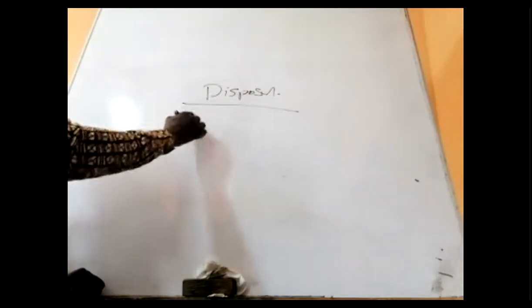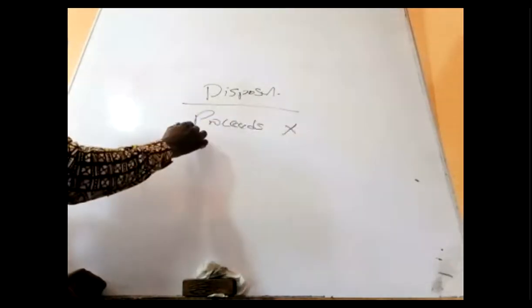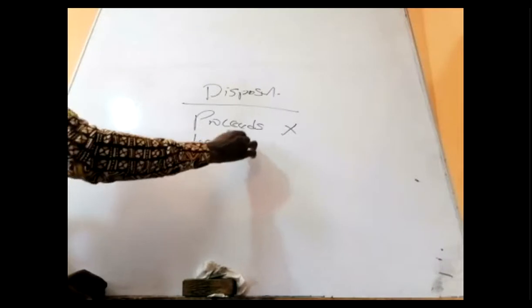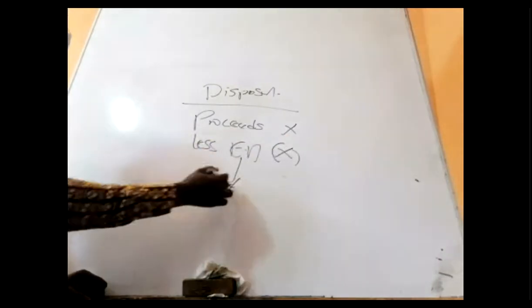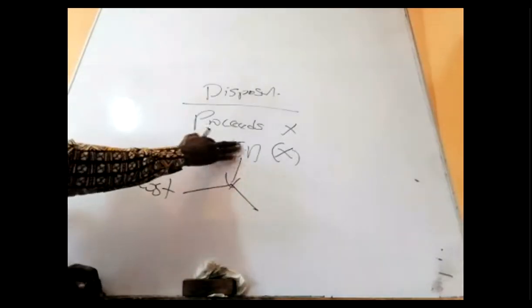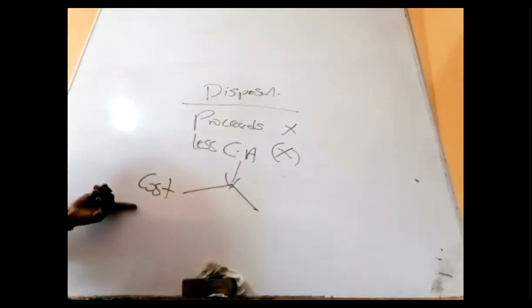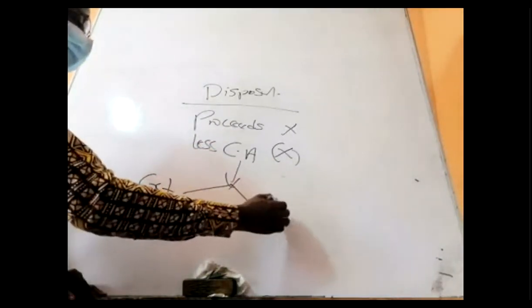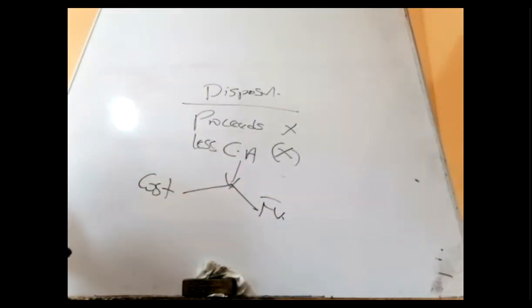So disposal. You compare the proceeds less the carrying amount. Take note that the carrying amount is affected by which model you are using. If you are using the cost model, it must be depreciated. How do you get it? The carrying value depends on the model that you are using. If you are using the fair value model, just pick the fair value. And that is all. Good.